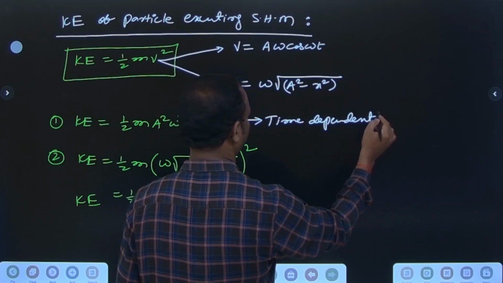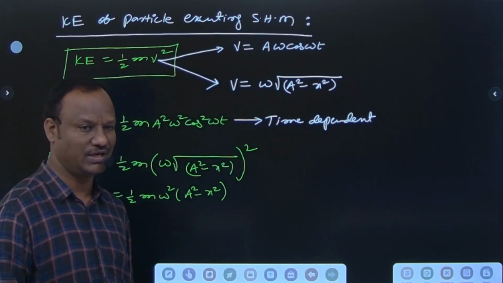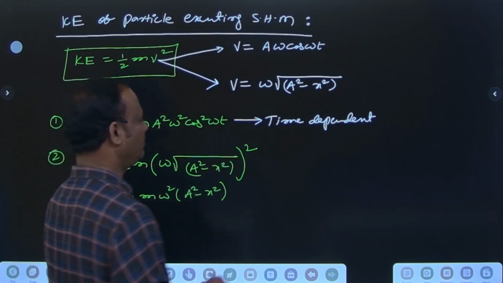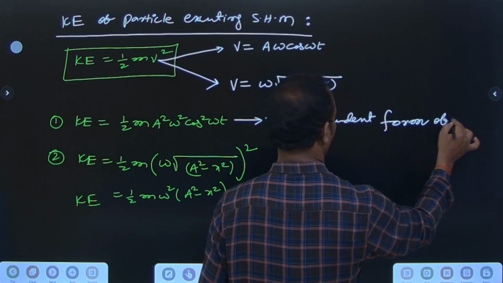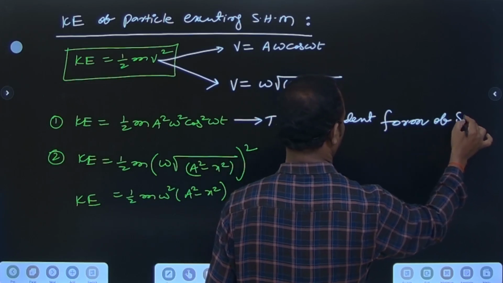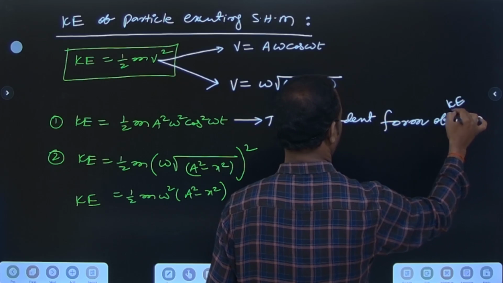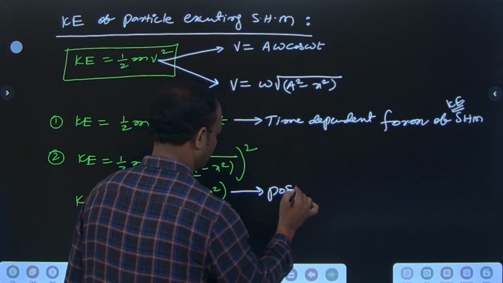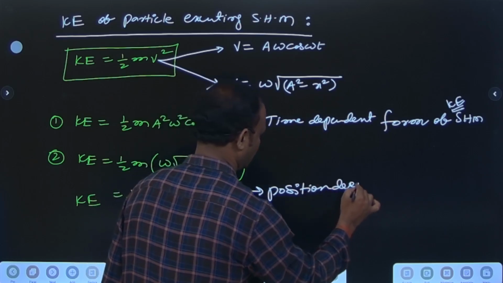Time dependent means what? At time t equal to 0, or t equal to T by 2, 3T by 4, whatever has been given in the function. So this is the time dependent form of kinetic energy in SHM. Next one is what? The position dependent form.